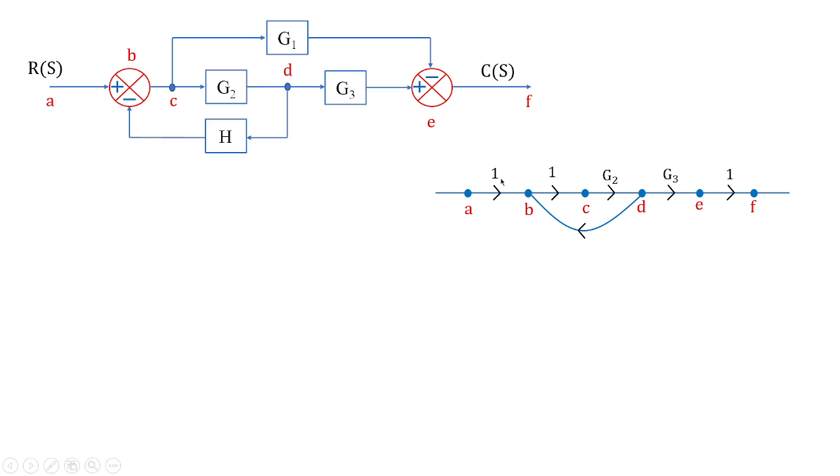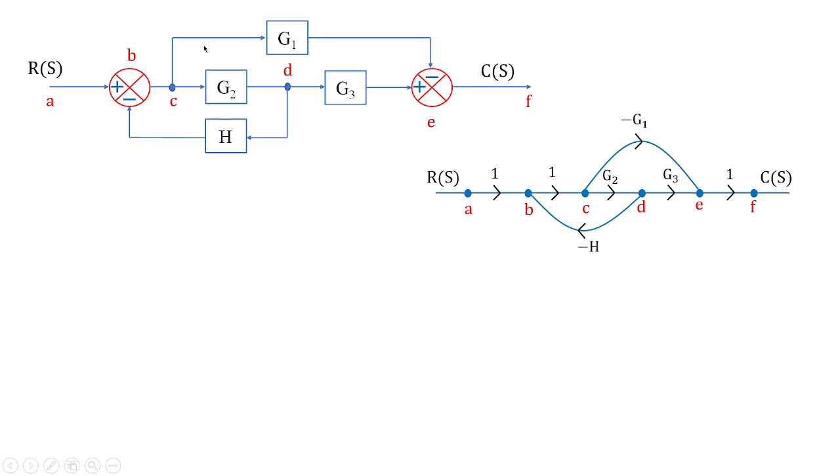In fact, Mason has given us the idea of taking the path value as gain value 1. From B to C, again 1. From C to D, it is given as G2, the gain G2. From D to E, we have gain G3. From E to F, we have the gain as 1. And you can see from point C to point E, we have another gain whose value is minus G1. So this is the signal flow graph which we have obtained from the given blocks.